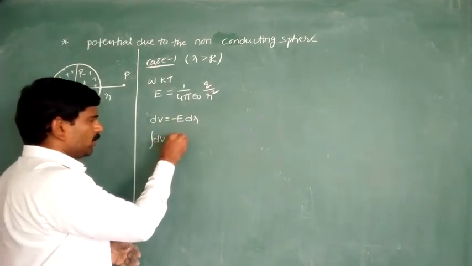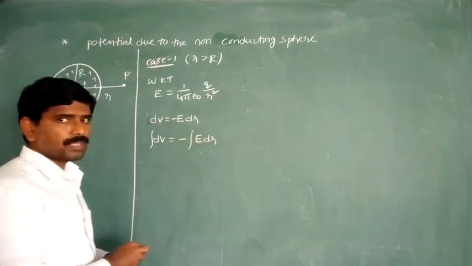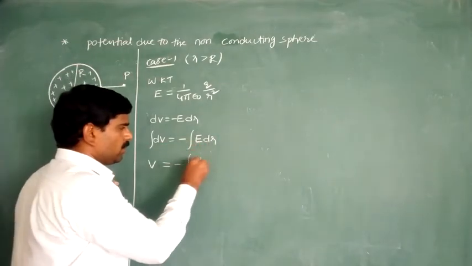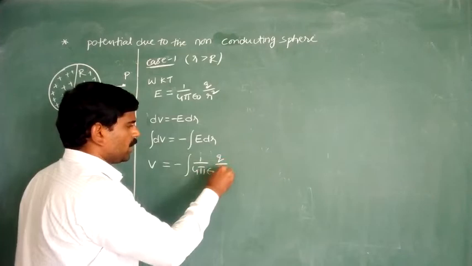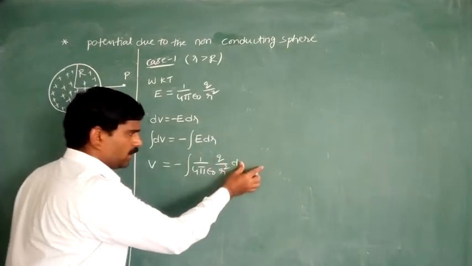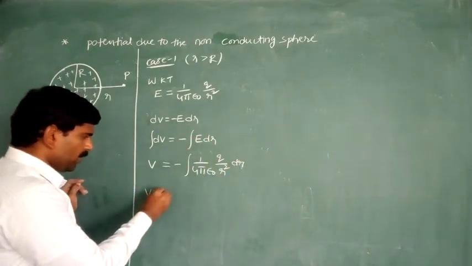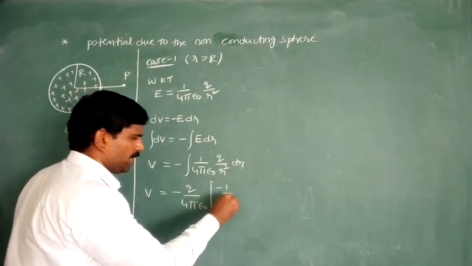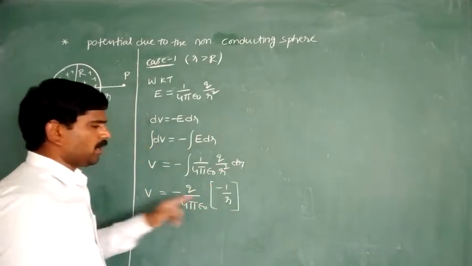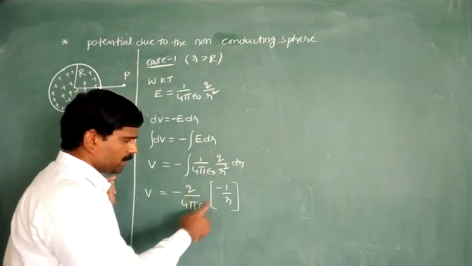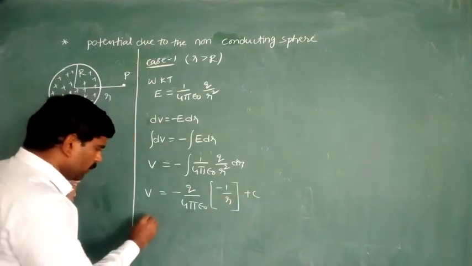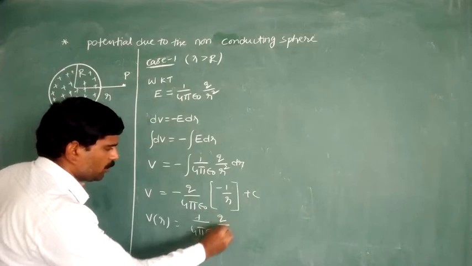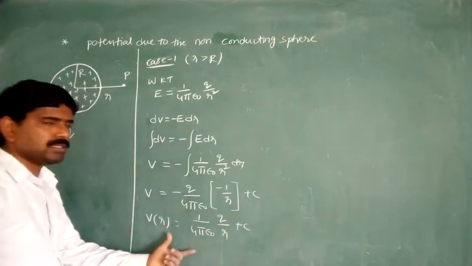Integral of dV is equal to minus integral of E into dr. Integral of dV is nothing but V, is equal to minus integral of 1 by 4 pi epsilon naught into Q by R square into dr. Therefore V is equal to minus Q by 4 pi epsilon naught into, simplify this one, we already did the same thing in case of the shell also, minus 1 by R plus C. Therefore, V at a distance of r is equal to 1 by 4 pi epsilon naught into Q by small r plus C. But C is equal to 0.